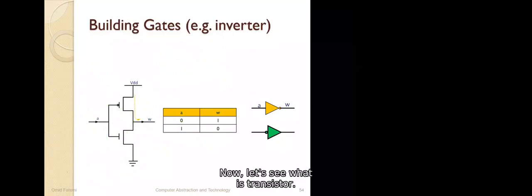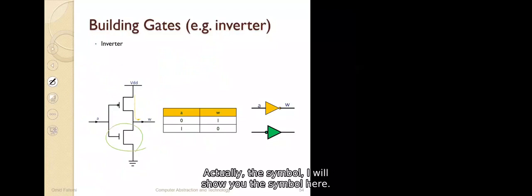Now, let's see what a transistor is. What is an NMOS transistor or PMOS transistor? Actually, I will show you the symbol here. For building a transistor, we are using silicon. On silicon, we put impurities like electrons or holes, and then we try to use them to build some kind of switching circuit, a switch circuit that we could control. It becomes either on or off, as I showed you in the previous slide.